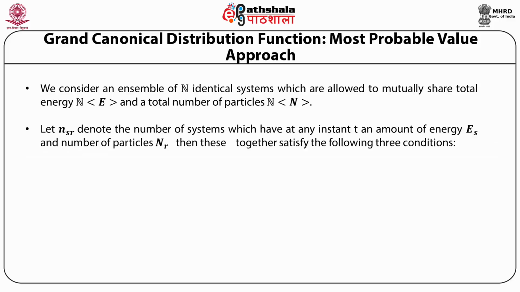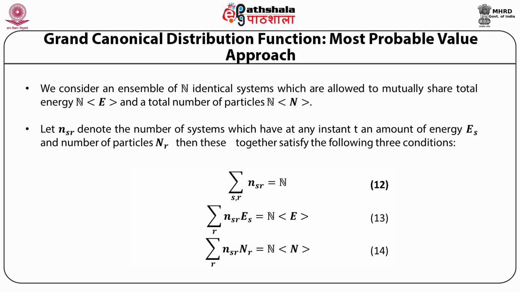Let n_sr denote the number of systems which have at any instant an amount of energy E_s and number of particles n_r. Then these together satisfy the following three conditions. Summation over s, r of n_sr is equal to n, the number of identical systems. Summation over s, r of n_sr multiplied by E_s is equal to the number of identical systems multiplied by the mean value of energy. Summation over s, r of n_sr n_r is equal to the number n of identical systems multiplied by the mean number of particles.